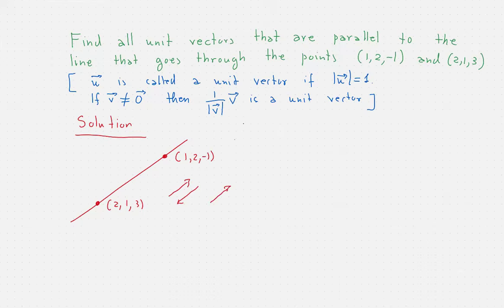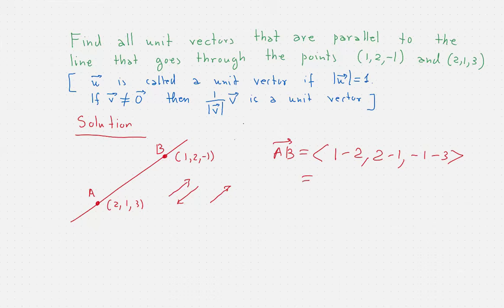So how do you find these vectors? Let's call these points A and B. So what is the vector AB? What are the coordinates of the vector AB? So you will have 1 minus 2, 2 minus 1, and -1 minus 3. To find the coordinates of a vector, we subtract the coordinates of the point of origin from the coordinates of the terminal point. So that is going to give us (-1, 1, -4).